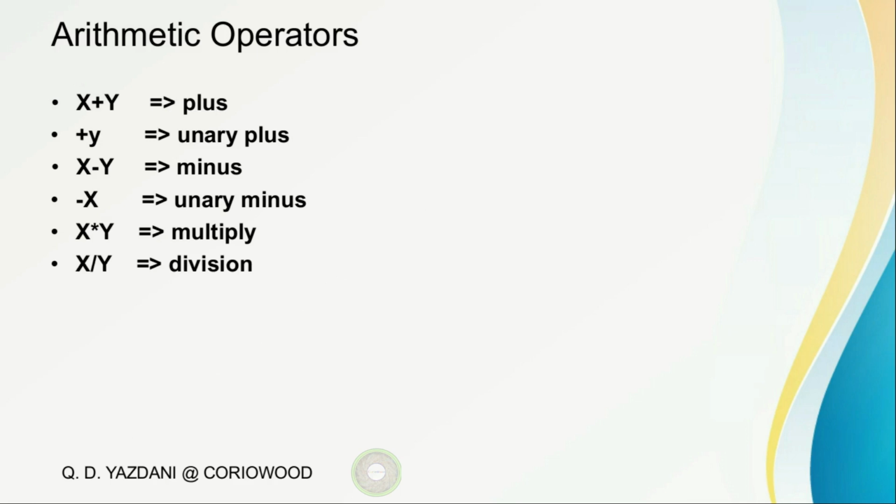So just remember that, because in mathematics sometimes you need plus y, and you don't want to put a plus in front of plus y or plus x or plus a plus b, and sometimes you need a unary minus. That's why C++ decided to have unary operators. It means it's not binary.